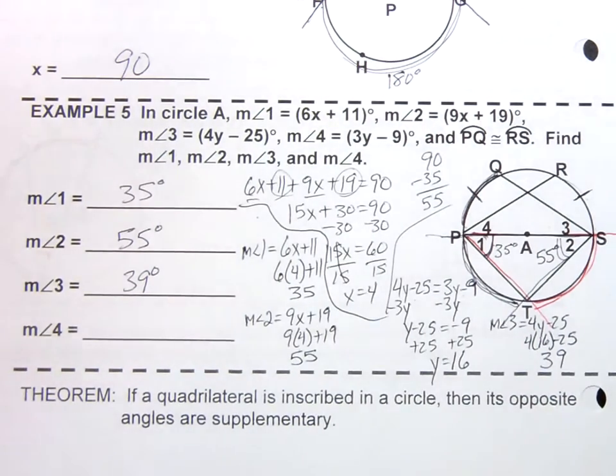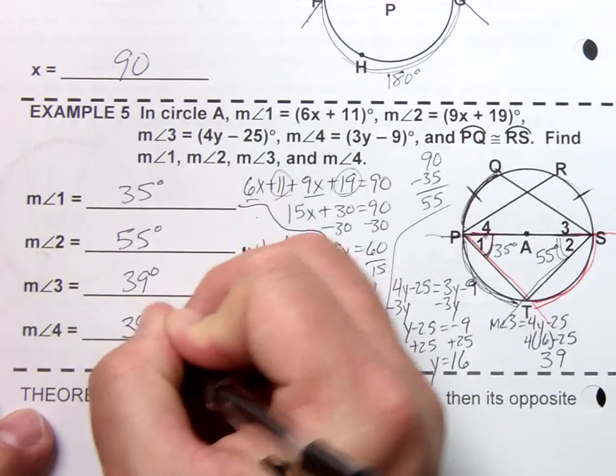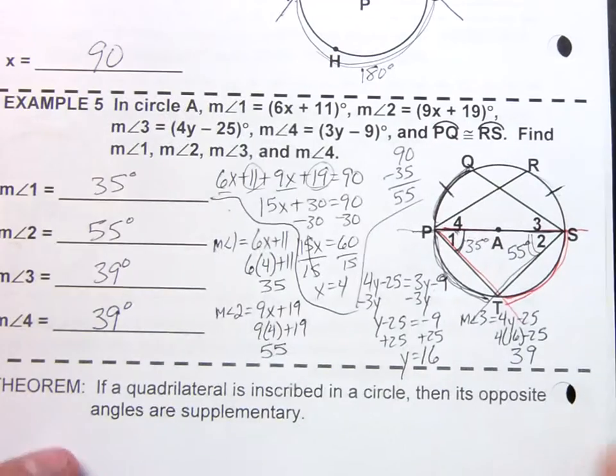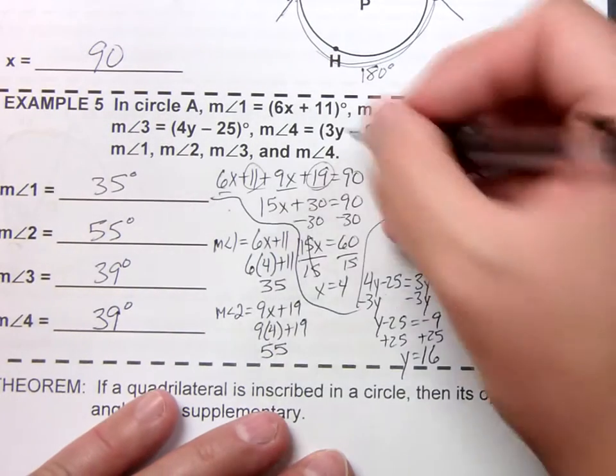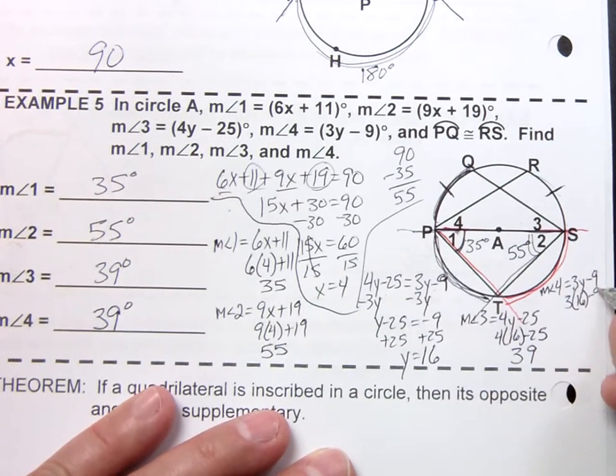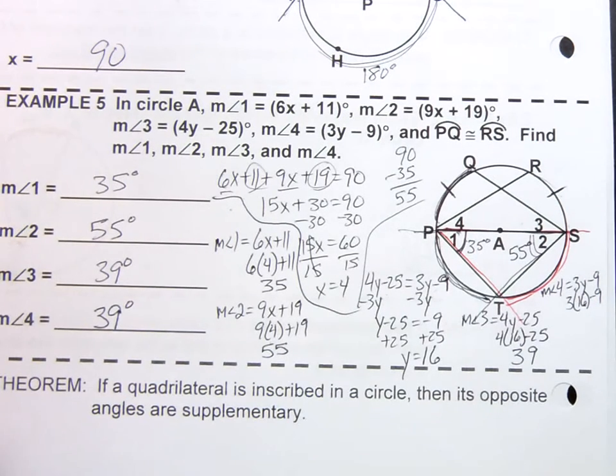Again, if I'm in a hurry, I can go ahead and throw that on there. But if I want to check and make sure I didn't make any mistakes, I'm going to take the expression for angle 4 and substitute in there as well and make sure I get the correct answer. So I'm putting 16 in for y. I get 3 times 16, minus 9.